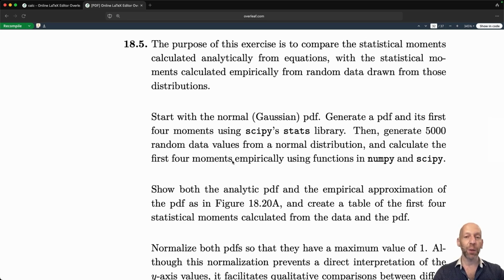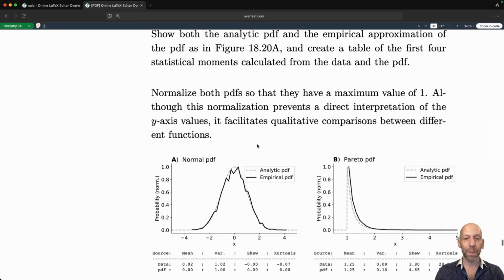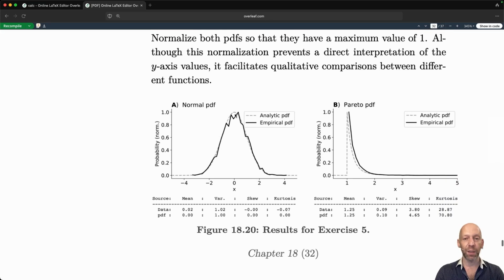Okay, and you can calculate those moments using functions in NumPy and SciPy. For example, the first moment is the mean, and you can simply use numpy.mean to calculate the first moment. And then you want to make a figure that looks like this. Here we see the analytic PDF and the empirical estimate of the PDF that I calculated with a histogram. So you take a histogram of the data, the 5,000 random data points, and normalize both of these PDFs so they have a maximum value of 1, so they're visually comparable.